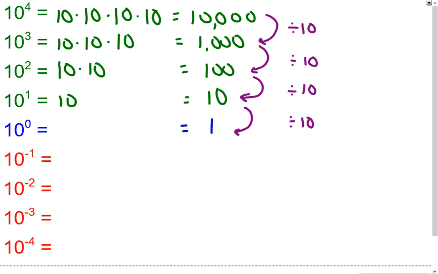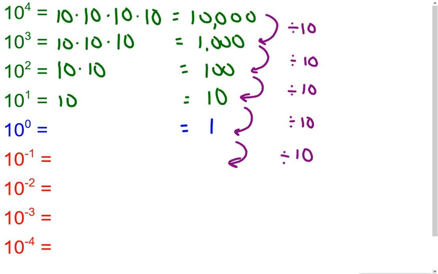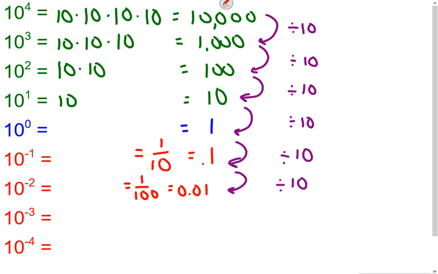If we want to go to 10 to the negative first, we'll continue to divide by 10. What's 1 divided by 10? Well, the answer is 1/10. As a decimal, we could write that as 0.1, either way, the fraction or the decimal. And if we continue this and divide by 10 again, now we end up with 1 over 100, which is 0.01 or 1/100th.